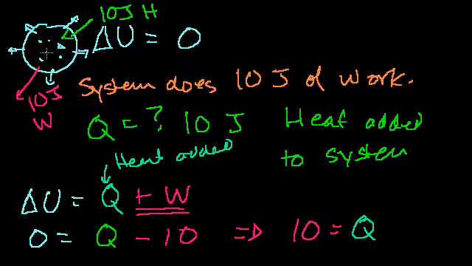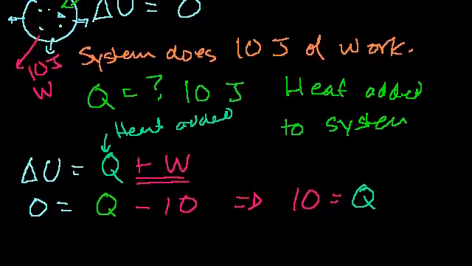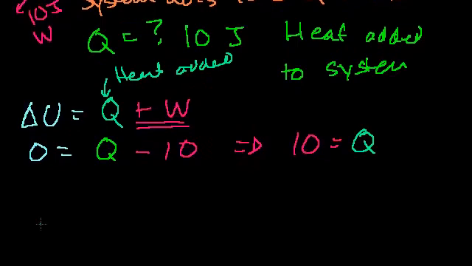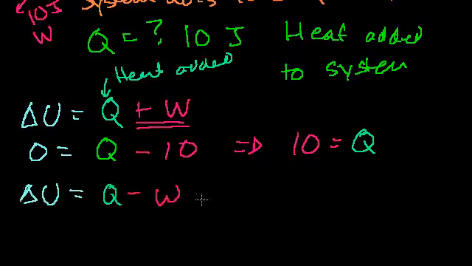If the system does work, it loses energy. If the system has work done to it, it gains energy. So let's do another problem. I mean, I could have done this exact same thing using the other formula that you'll sometimes see. Delta U is equal to Q minus the work done by the system.